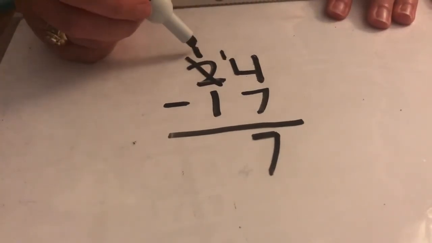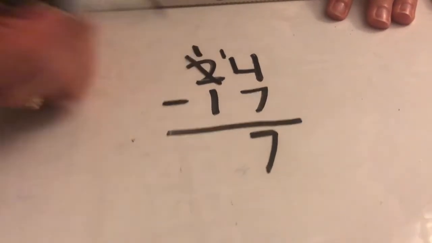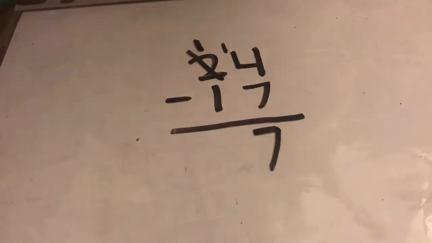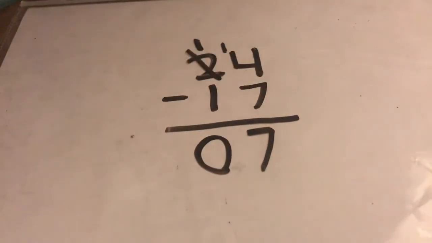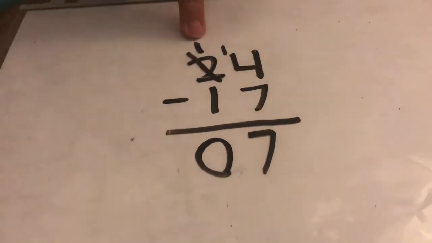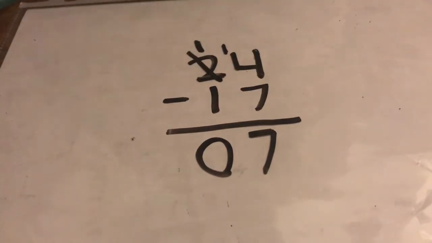Okay? 1 minus 1, if I have one apple and I give someone else the 1 apple, how many apples do I have left? 0. So the answer is just 0 because 1 10 minus 1 10 is 0.